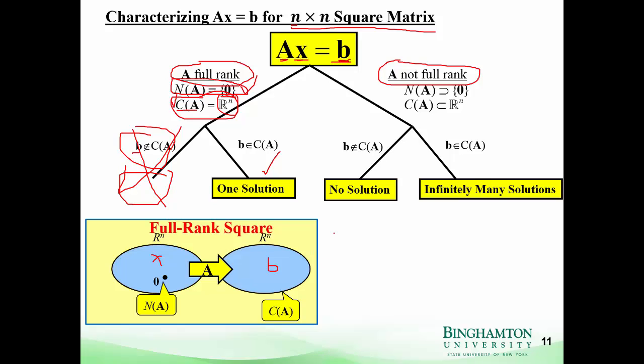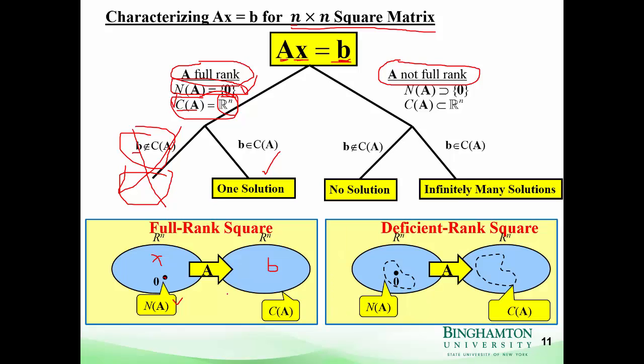Now, I've shown these ellipses before, and I warned you that these ellipses and such are just evocative pictures of these spaces. They're not precise characterizations. So I'm not saying these spaces are really in the shape of ellipses, okay? The other thing we see is that there is one and only one vector, the 0 vector, in the null space of A. Okay, so that's full rank square.